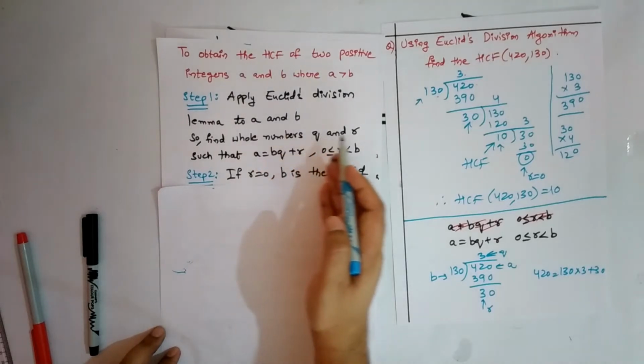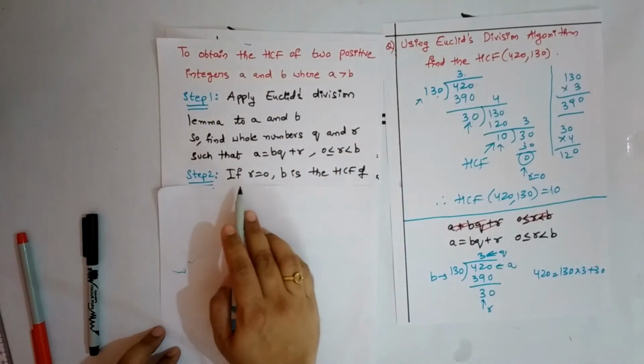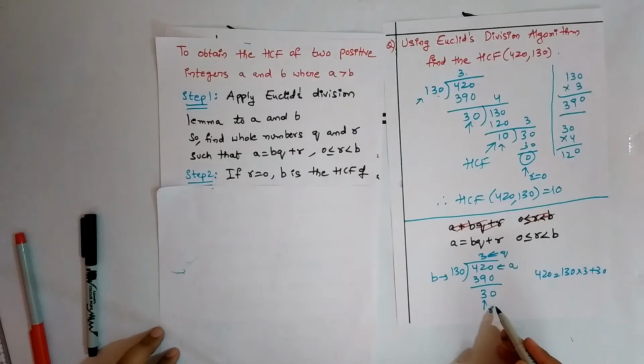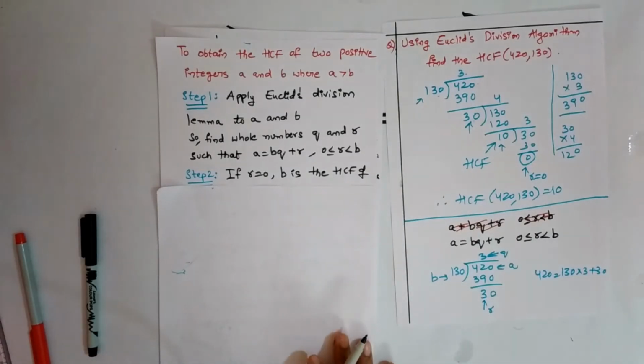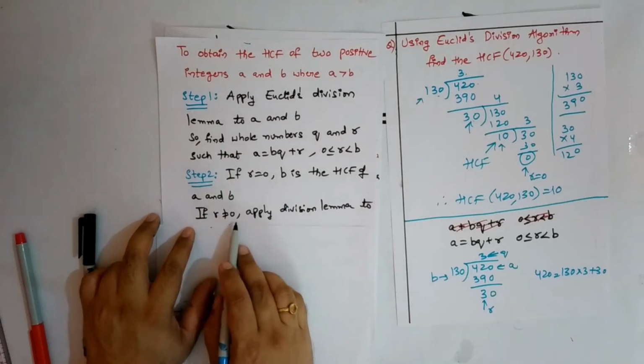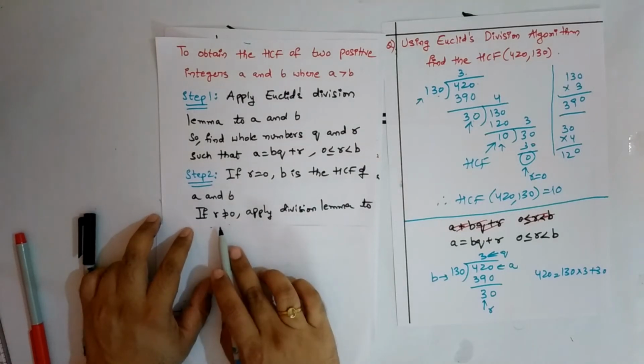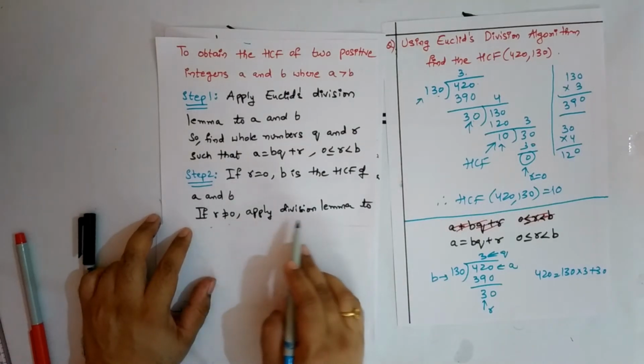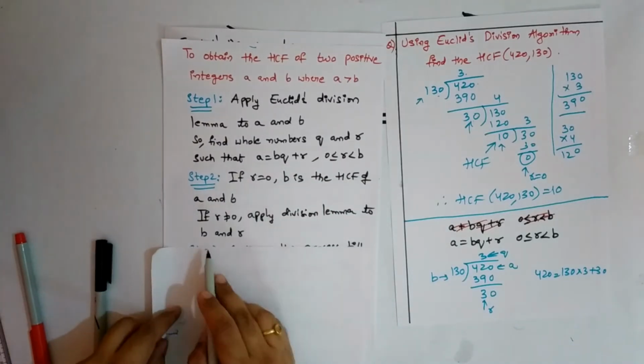Okay, we will not bother about this part. It is saying if R equal to 0. Is R equal to 0? R is not equal to 0. Then what we have to do if R is not equal to 0? If R is not equal to 0, apply division lemma to B and R.